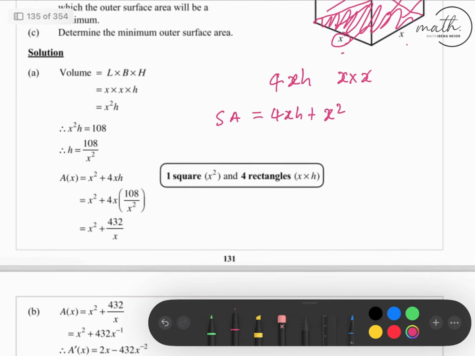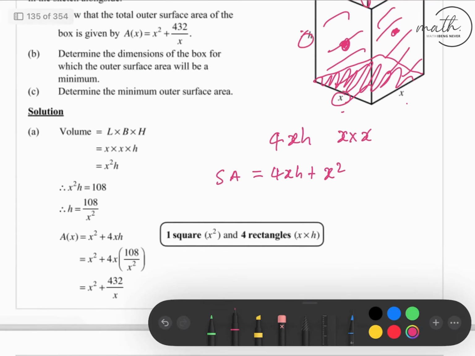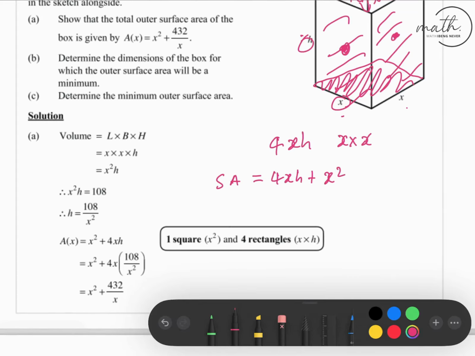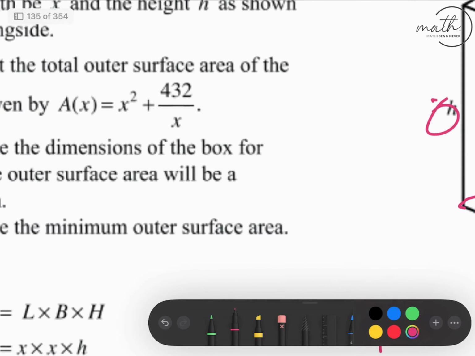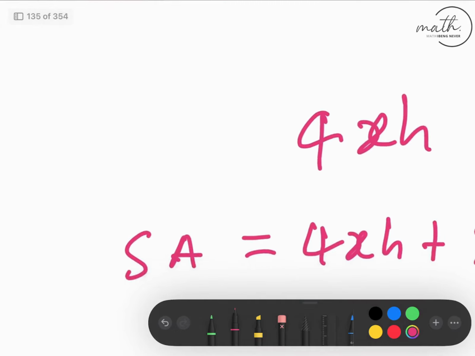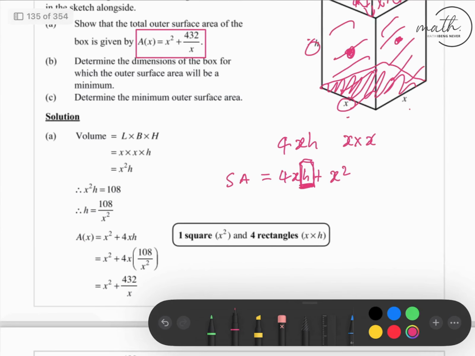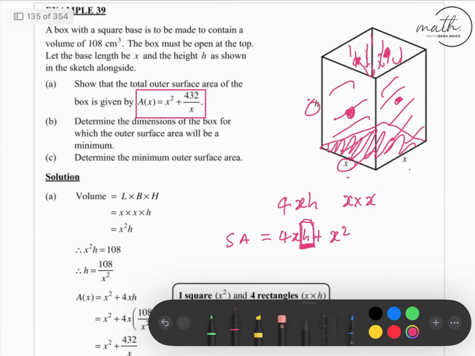Now with this one, if you look at what they said you should find, it doesn't have an h, but here we have an h. We need to remove that for us to end up there. Now to remove it, you're going to use this volume that they gave us.